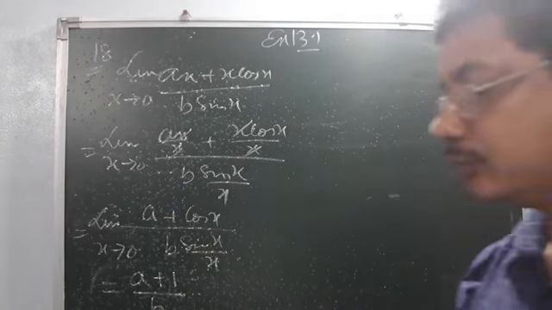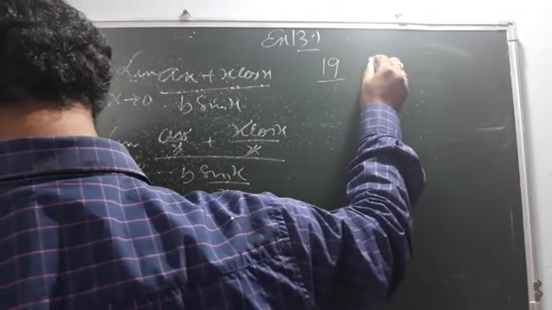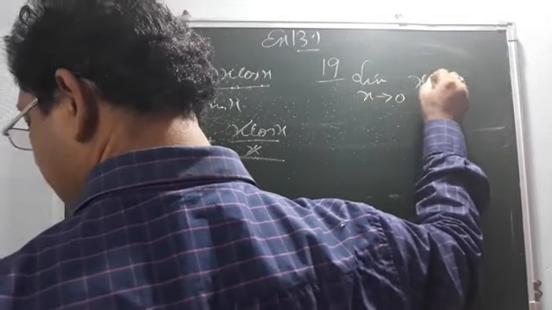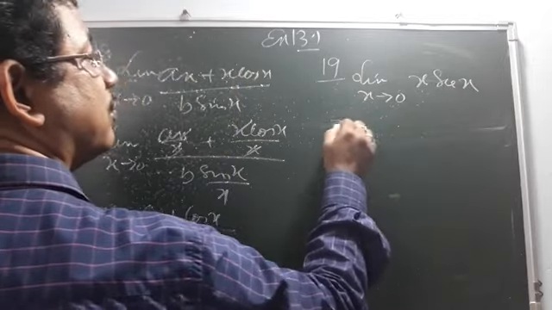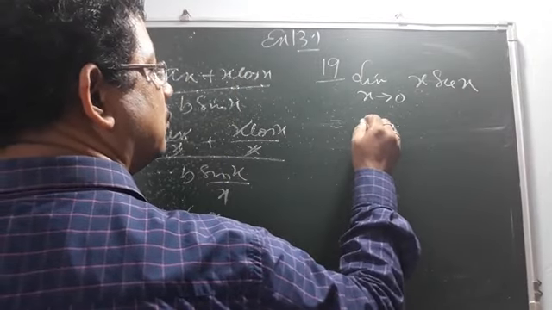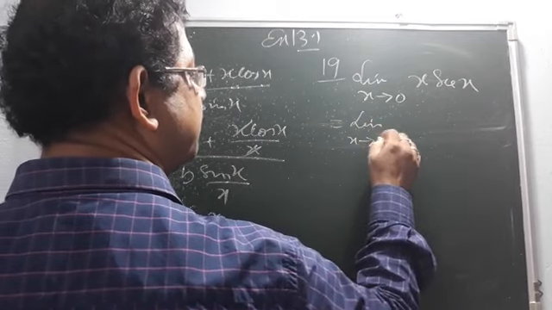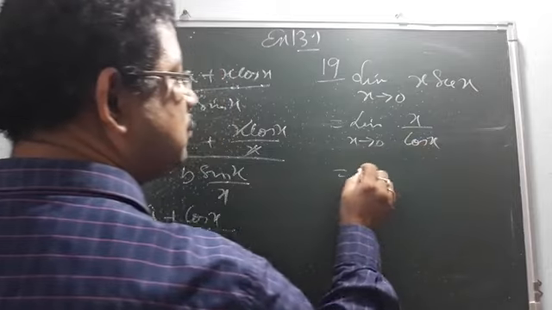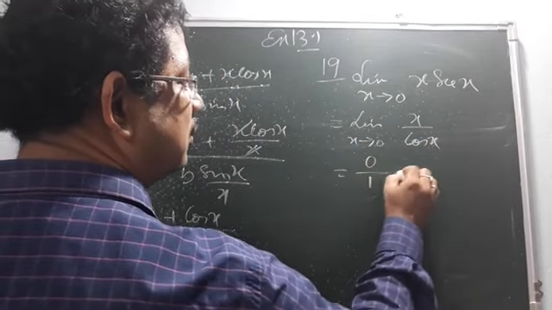Now question number 19, limit x tends to 0, x sec x. So we can write limit x tends to 0, x divided by cos x. So students, if we remove this one, then we will put 0 and cos 0 is 1. It is 0 only.